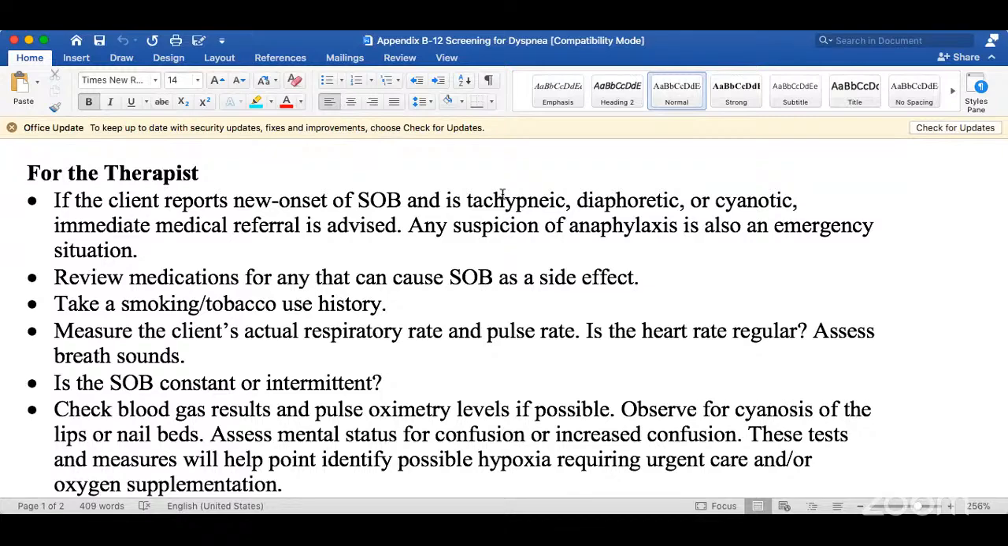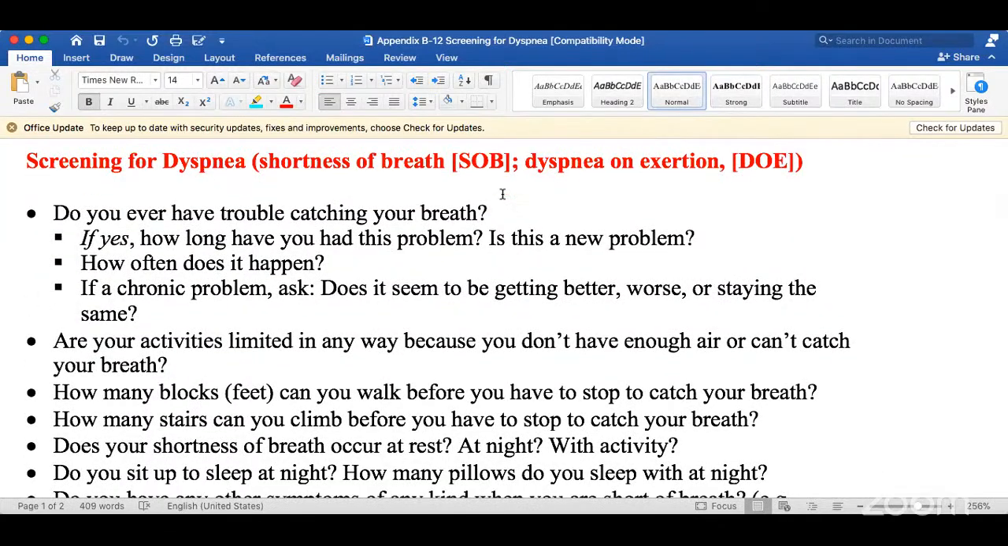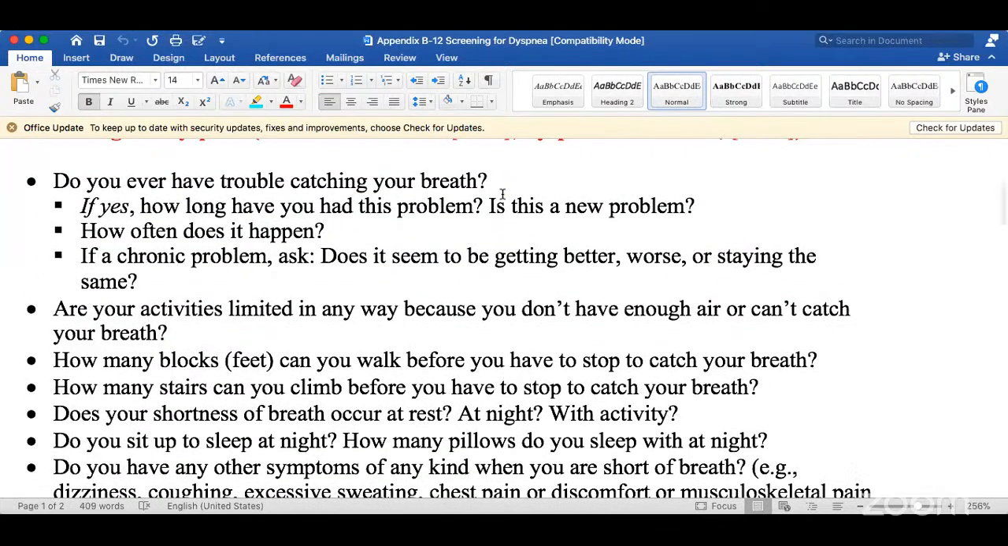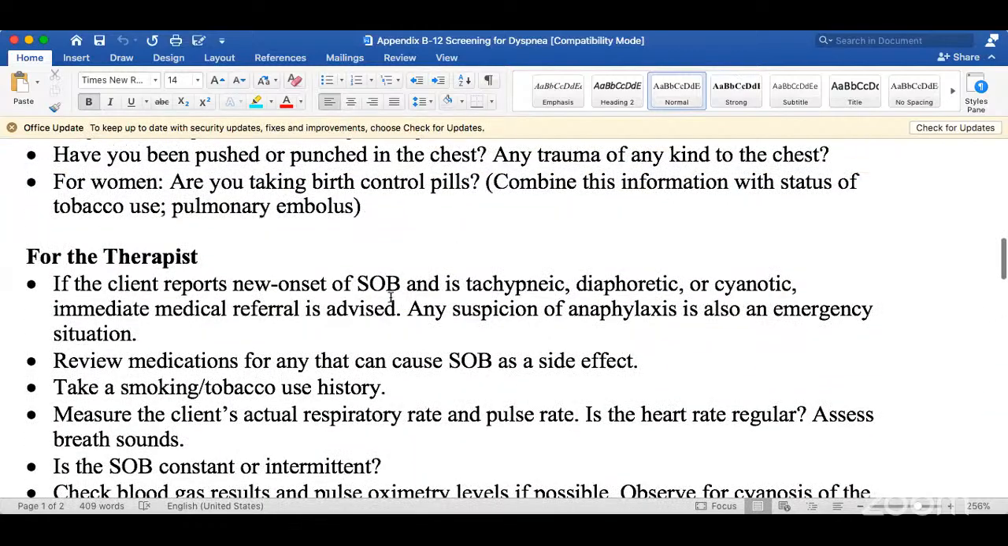Remember earlier the question was about, do you ever have trouble? Are your activities limited? How many blocks? There was a question asking how often does it happen, how long have you had this problem. Yes, so these are questions, so you have gotten that information. So if it is new onset, then assess these three things. Immediate medical referral is advised.